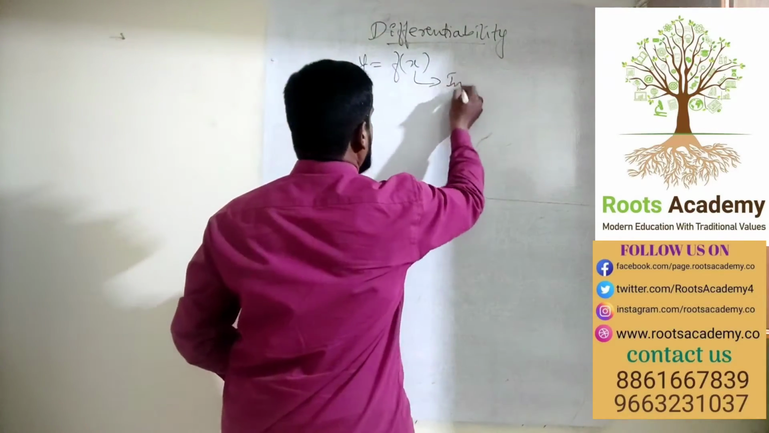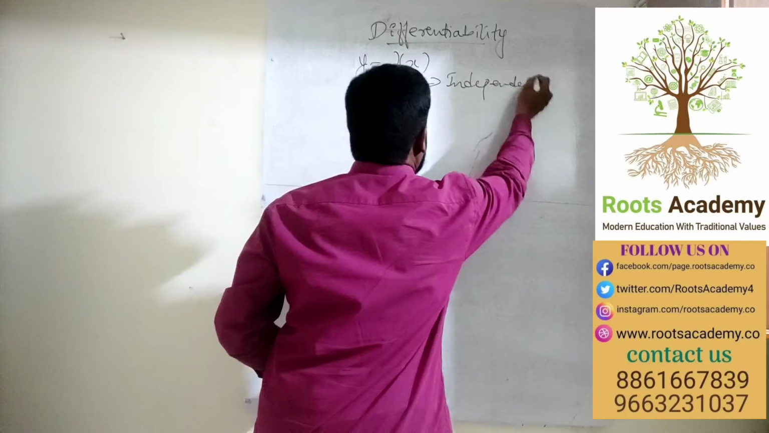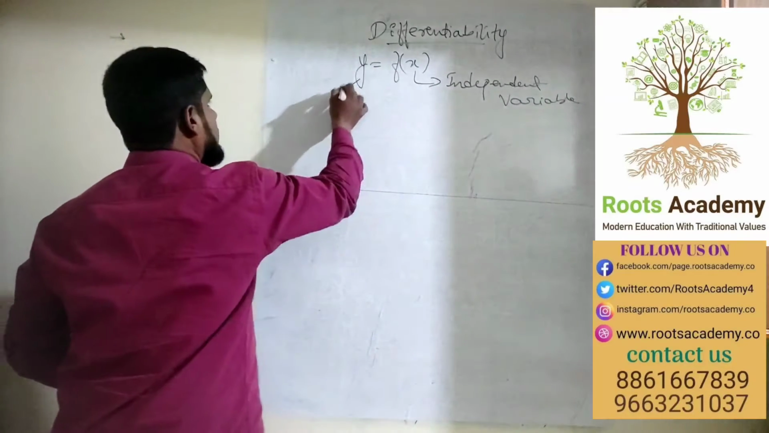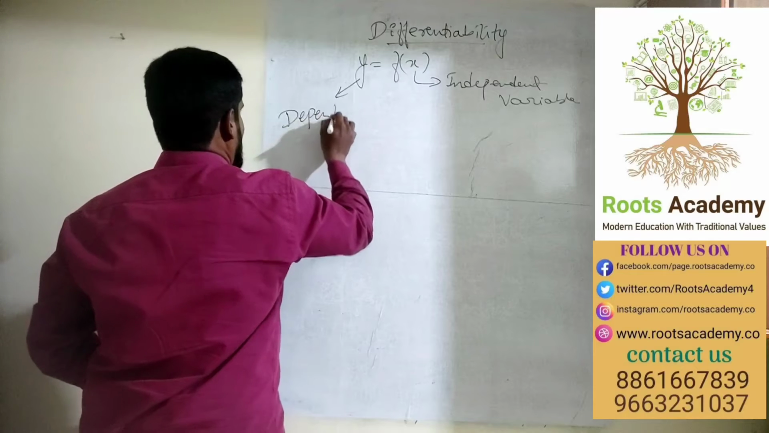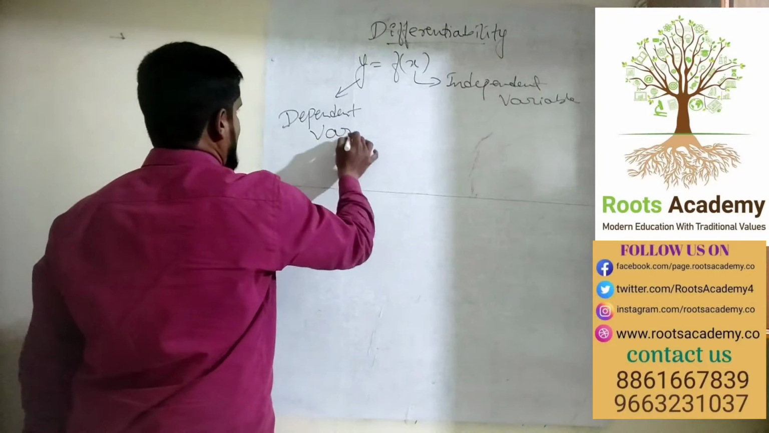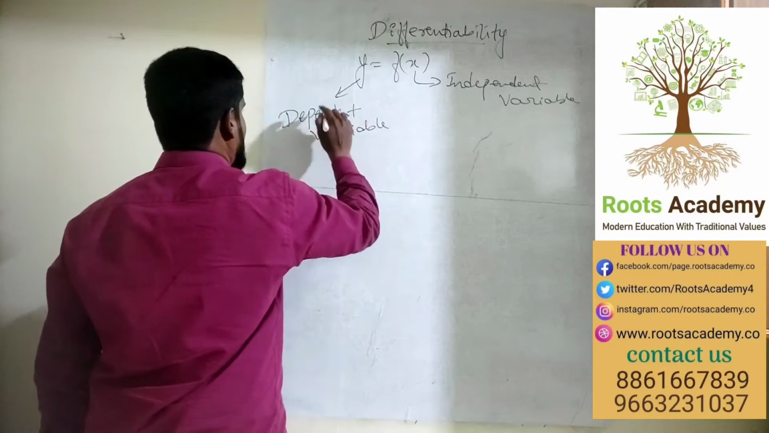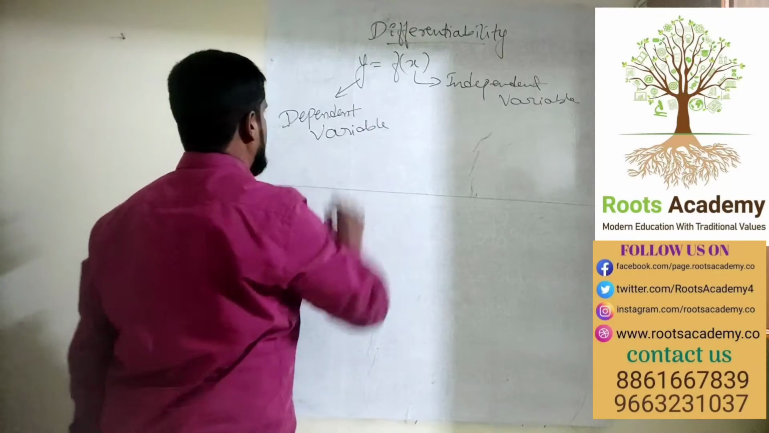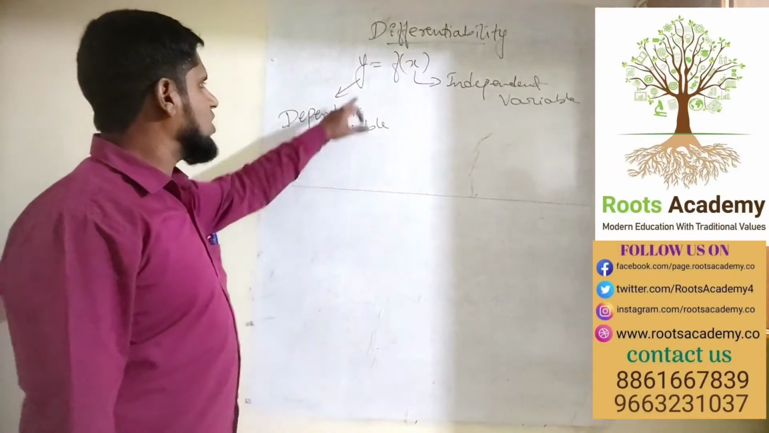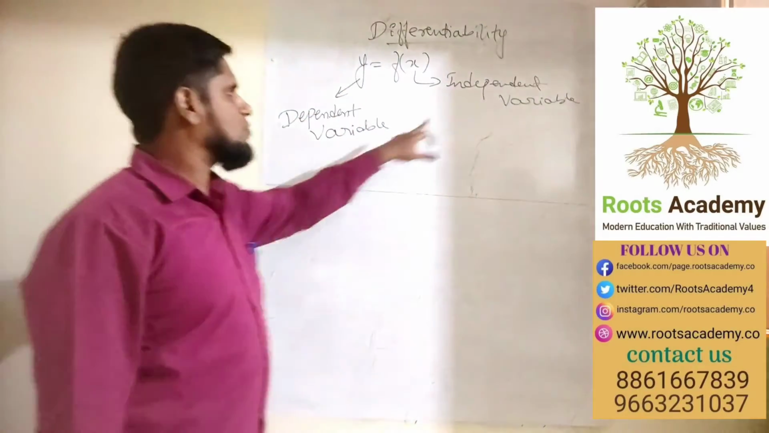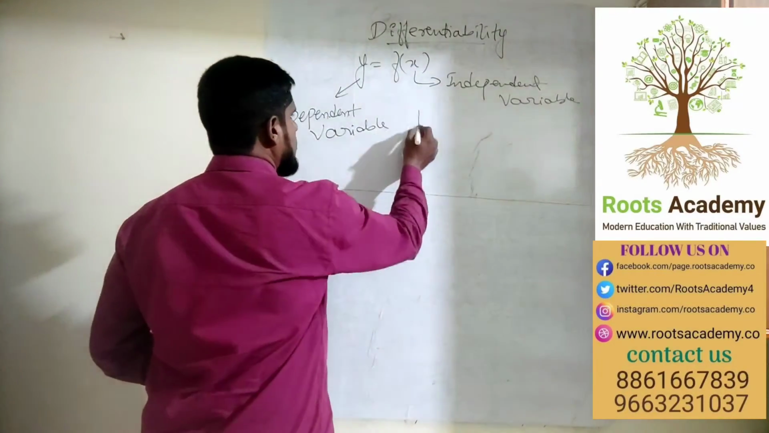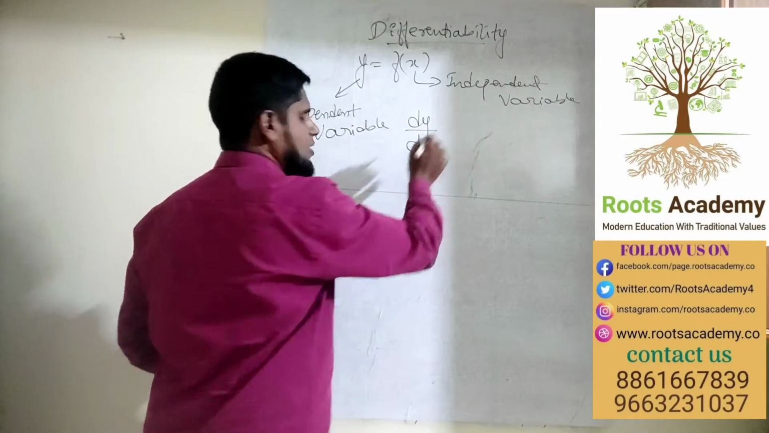This x is the independent variable and this y is the dependent variable. So in differentiation, what exactly do we do? We always differentiate the dependent variable with respect to the independent variable, and that is represented as dy by dx.